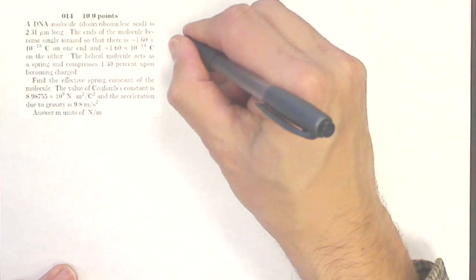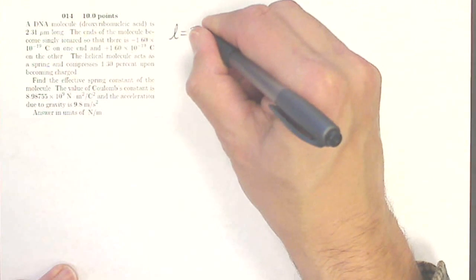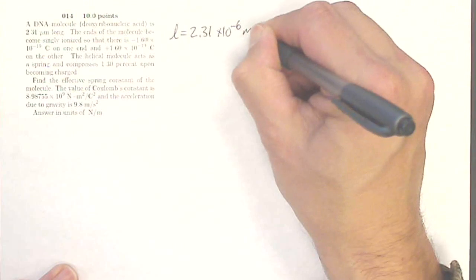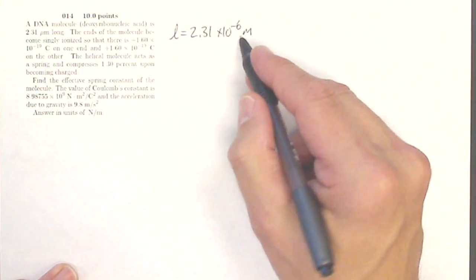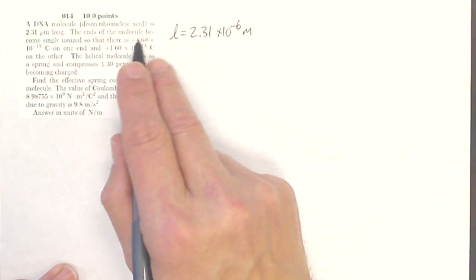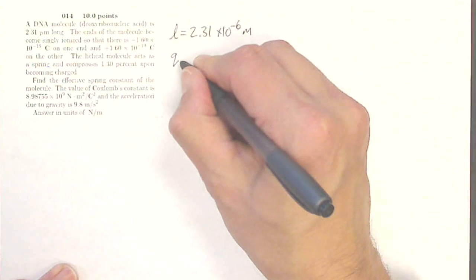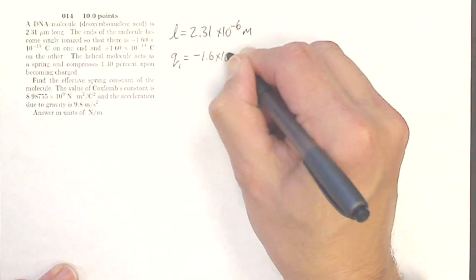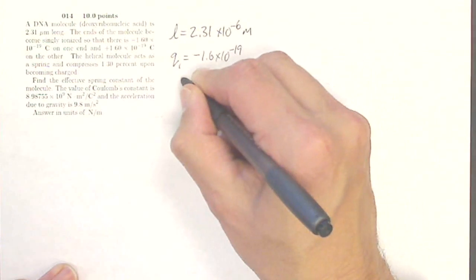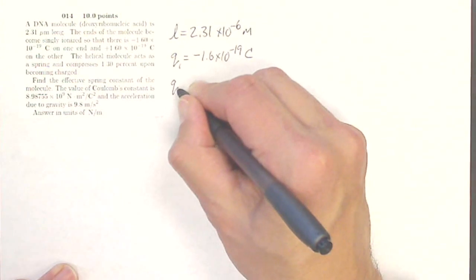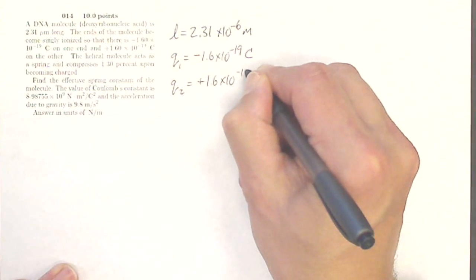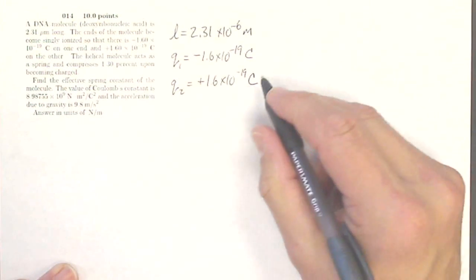Okay, so I know this is the length of the molecule, so I'll just call that L equals 2.31 times 10 to the minus 6th meters. That's how long the molecule is. I know that there's going to be a charge on either end, so Q1 is going to be negative 1.6 times 10 to the minus 19th coulombs. Q2 is going to be positive 1.6 times 10 to the minus 19th coulombs.